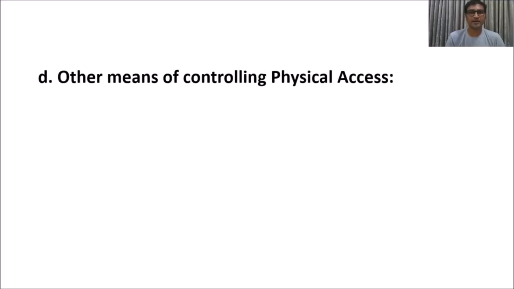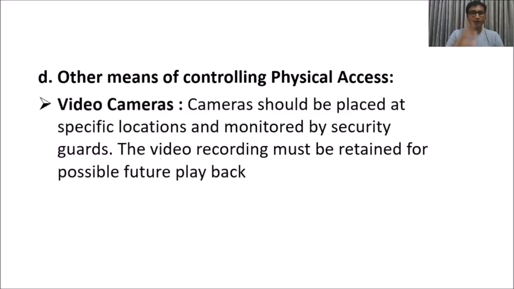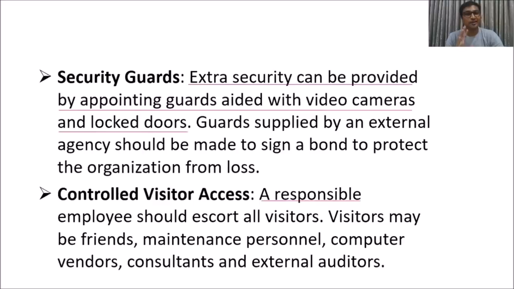Correct? Now in physical access control we are starting with the last topic: other means of controlling physical access. It is very simple and generalized. I hope you have seen the videos very well, the Google data center. Now video cameras: I hope everyone knows video cameras are one of the most important parts of security. You have kept them in your societies and buildings, and some of you might have kept them in your homes also. Apart from this, the requirement is security guards. When you talk about physical access security, the security guard is also one of the important parts of physical security. So extra security can be provided by appointing guards along with video cameras and locked doors.